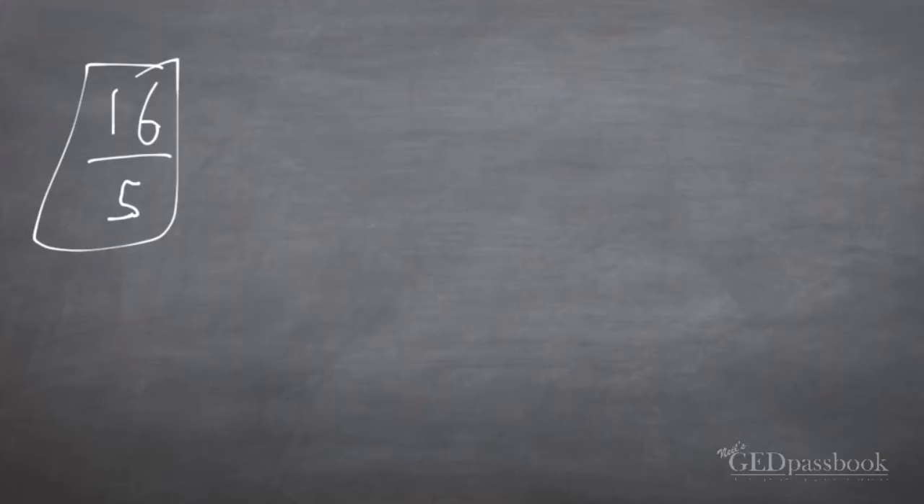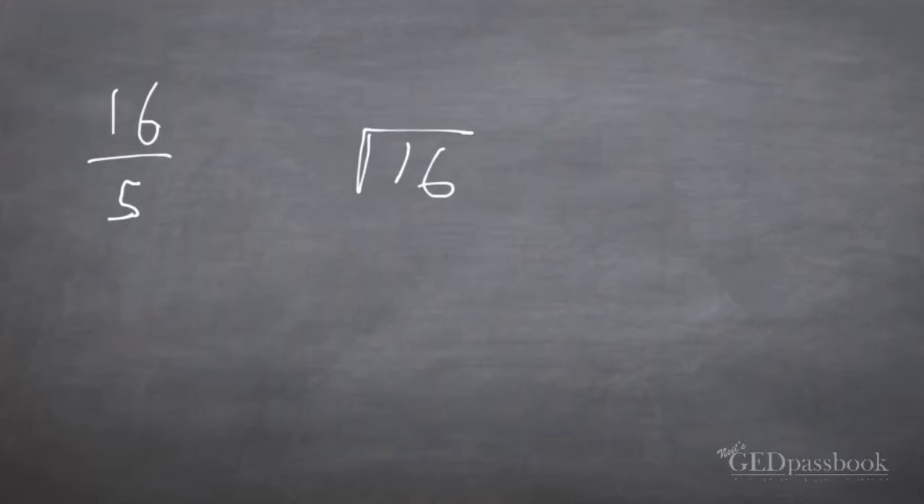So using the example 16 fifths, how do we convert this to a mixed number? Simple, really. If you guys didn't know this, fractions are divisions. It means the top number divided by the bottom number. It is the numerator divided by the denominator.